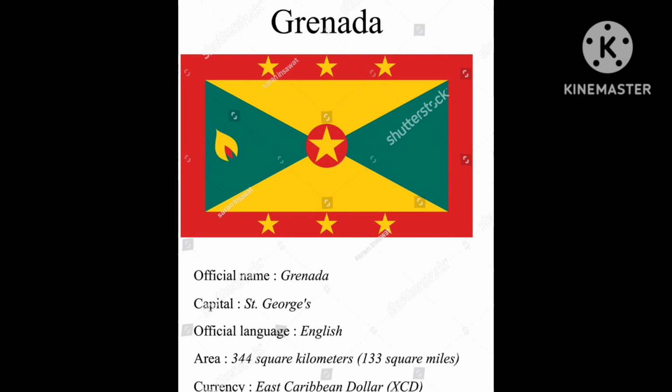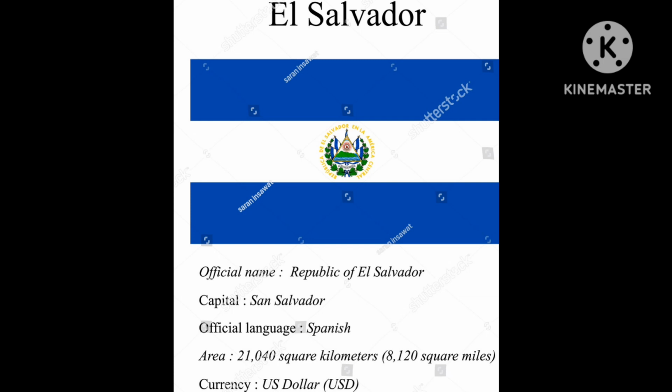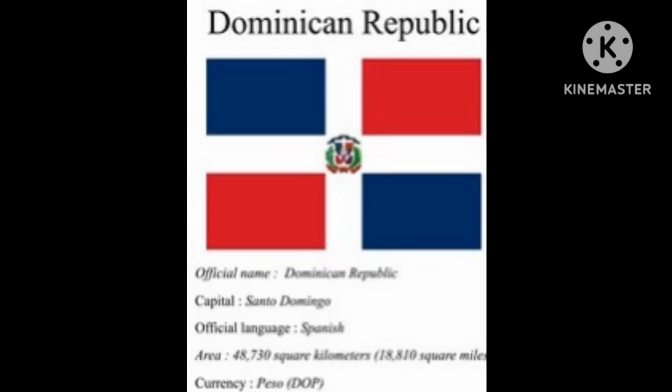The next country is Grenada. The capital of Grenada is St. George's. Official language is English, and its currency is the East Caribbean dollar. You can also watch the flag. The next country is El Salvador. Its capital is San Salvador, and official language is Spanish, and its currency is the US dollar. The next country is Dominican Republic. Capital is Santo Domingo. Official language is Spanish, and its currency is the peso.